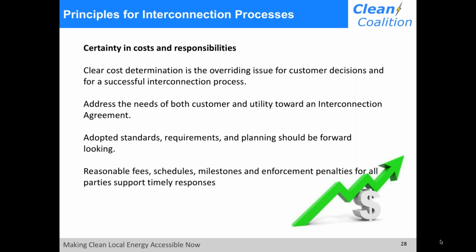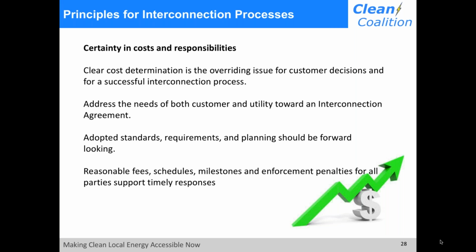Utilities likewise require timely action and firm commitments from applicants, where a project may impact the subsequent plans of other customers, and must meet obligations to assure that costs and risks are properly allocated to each individual customer or customer class in accord with locally applicable standards.